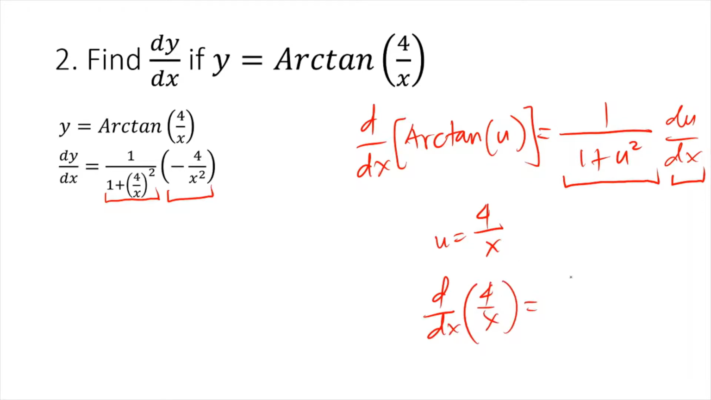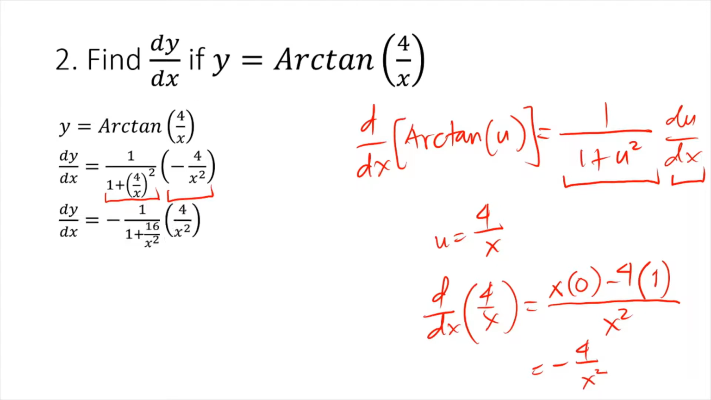we have a fraction, so apply the quotient rule: low d high. So copy the denominator, differentiate the numerator with respect to x. 4 is a constant, so its derivative is 0, minus high d low. So copy the numerator, differentiate the denominator with respect to x. So x with respect to x, that would be 1, divided by low squared, so x squared. And simplify, this is 0, so we get negative 4 over x squared.